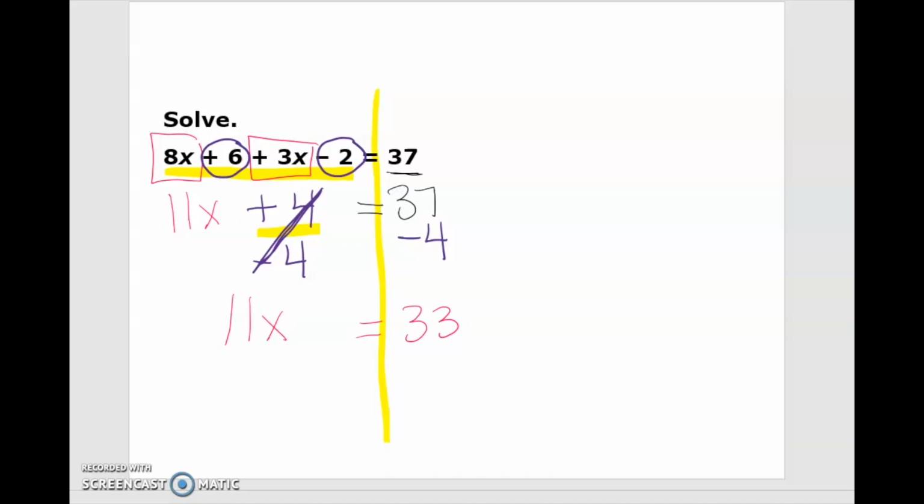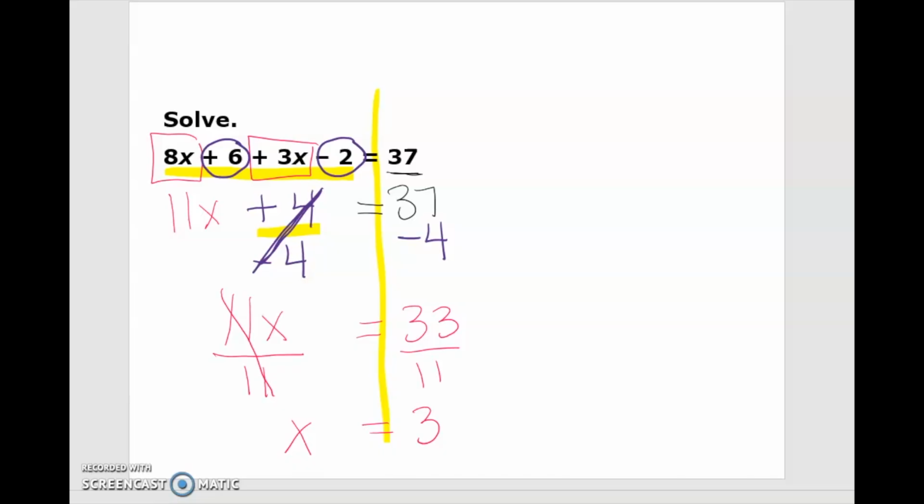Okay, now we can see that we have 11x, which means 11 times x. The opposite of multiplication is division, so we're going to divide both sides by 11. So 11 divided by 11 is 1x, or we just write x, and 33 divided by 11 is 3. Now, when we get to this point, don't be tempted to be done so quickly.